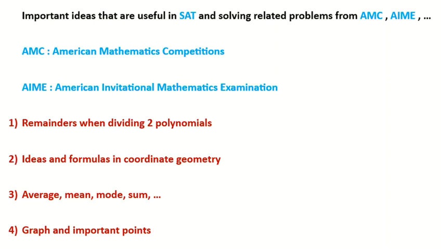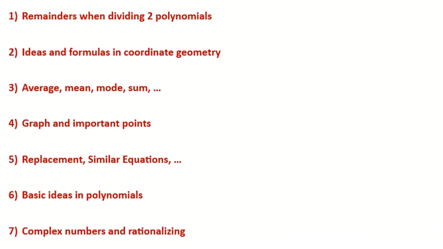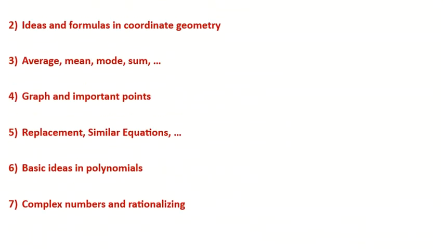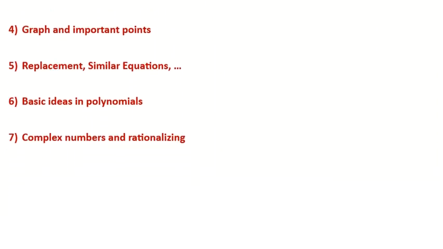In this part, we want to work on important ideas in SAT and related problems of AMC, AME. We want to work on these 7 ideas. And for each of them, we want to solve, for example, look remainders when dividing 2 polynomials. There are 2 ways, long division and a shortcut, ideas and formulas in coordinate geometry that are useful, average, mean, mod, sum, relationship between them, graph and important points, replacement, similar equation, basic ideas in polynomials, complex numbers, and rationalizing.